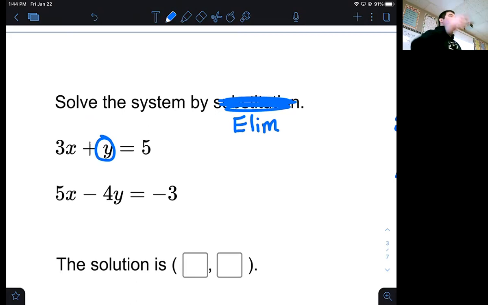And that's why you guys keep raising your hand when I go over a problem, you're like, but I did it this way. There's like 18 different ways you could do this. You could substitute it differently than I did. You could eliminate it differently than I did. Okay, just find a way that works.